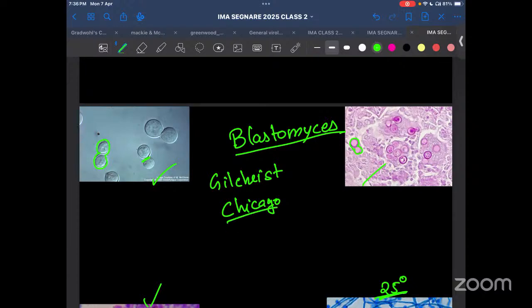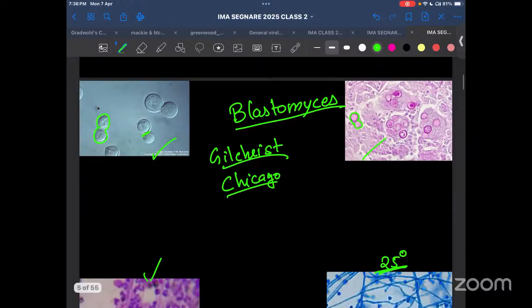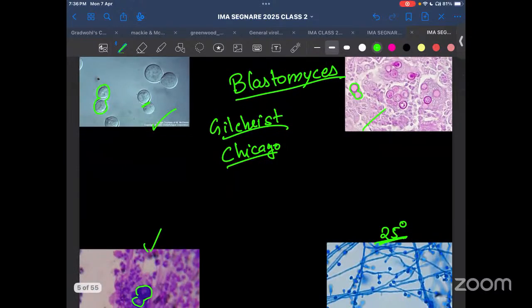So this is also known as Chicago disease or Gilchrist disease. This will also cause pulmonary infiltrate, and skin lesions are there. Now for detection, we can detect an antigen known as BAD1. So it is Blastomyces dermatitidis 1, the BAD1 antigen, that can be detected. The treatment is liposomal amphotericin B.